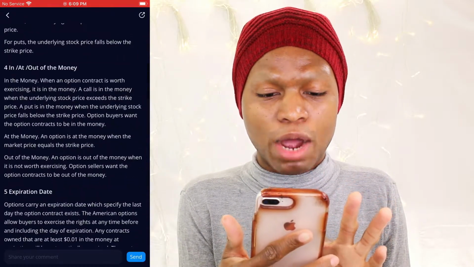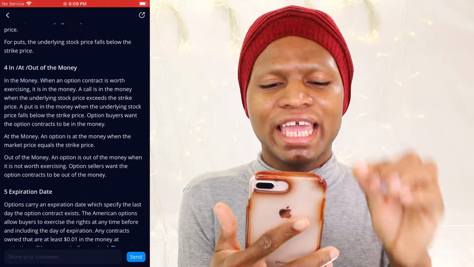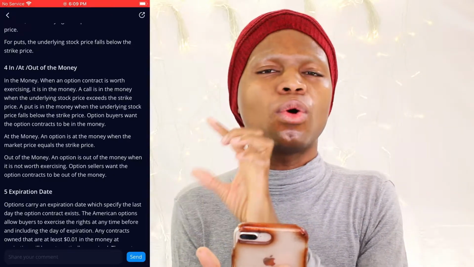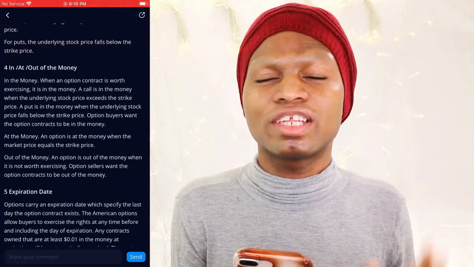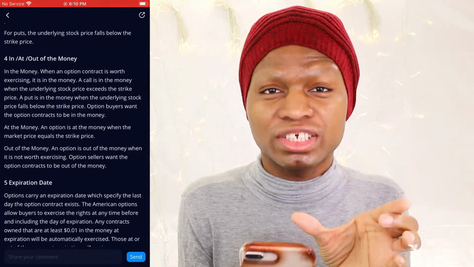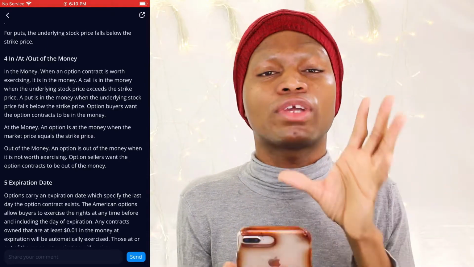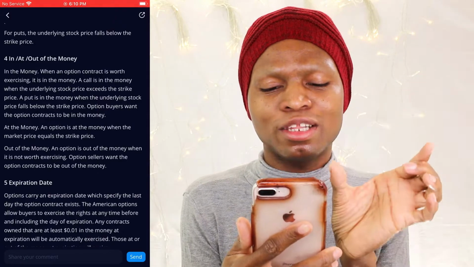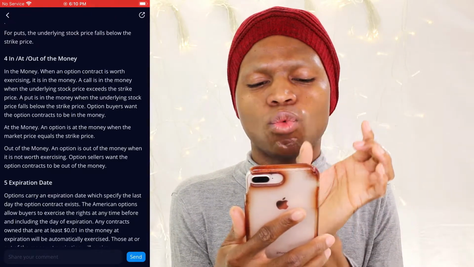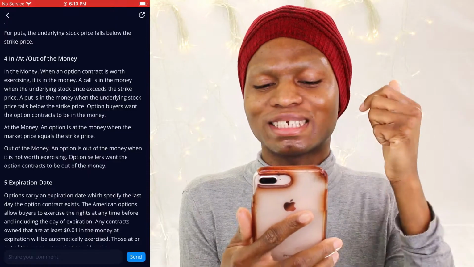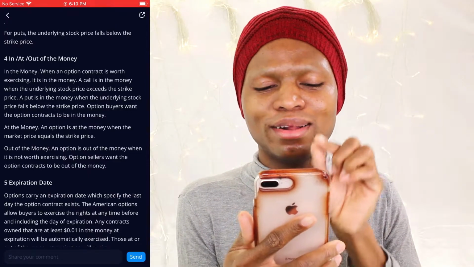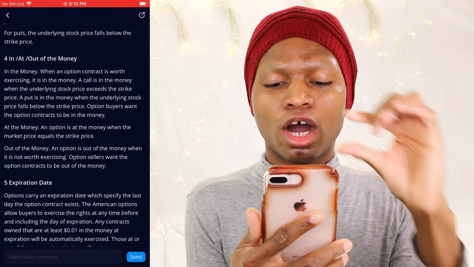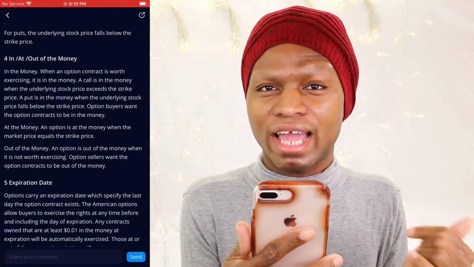So I love this. Now we have the fourth option, in the money and out of the money, which is ITM and OTM. You'll see the symbols ITM and OTM. In order to start stock trading or option trading, you must register to become an option trader. You cannot just trade, you have to do it in a brokerage, you have to register for it, okay? So in the money means when the contract is worth exercising. A call is in the money when the stock, or the contract, exceeds the strike price.